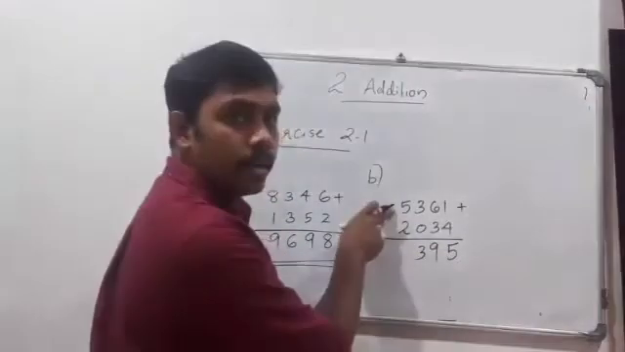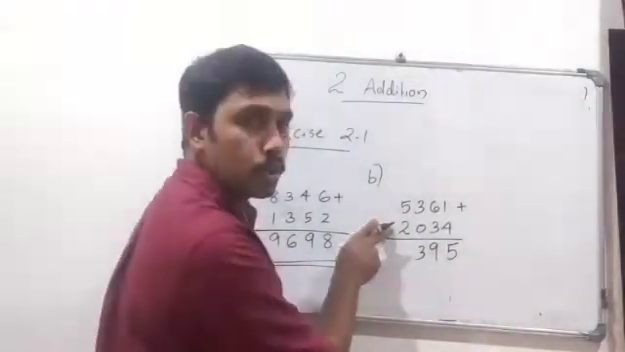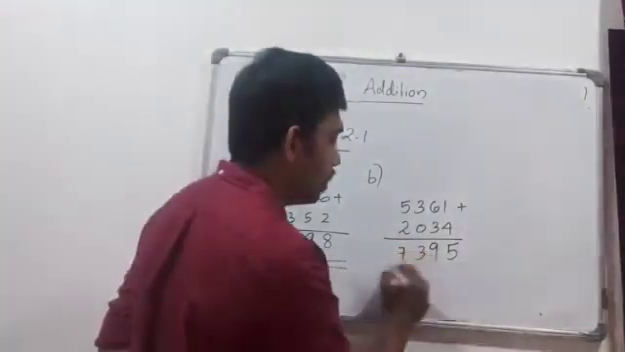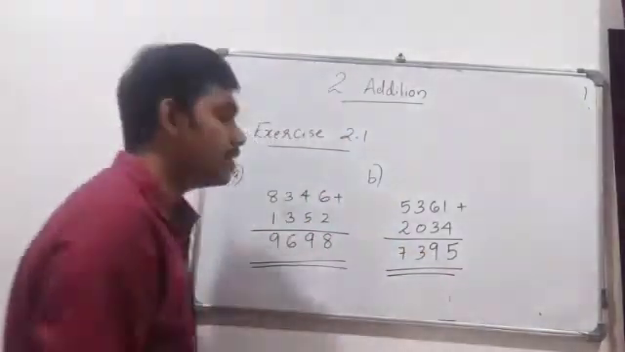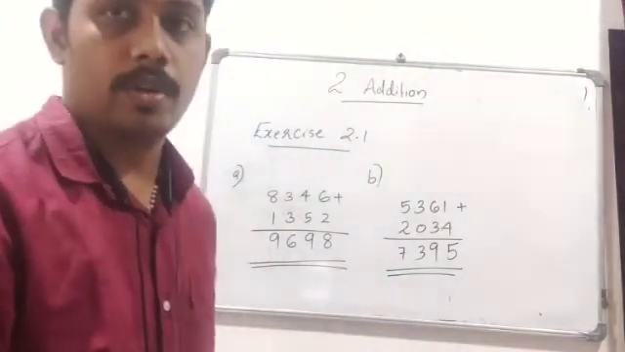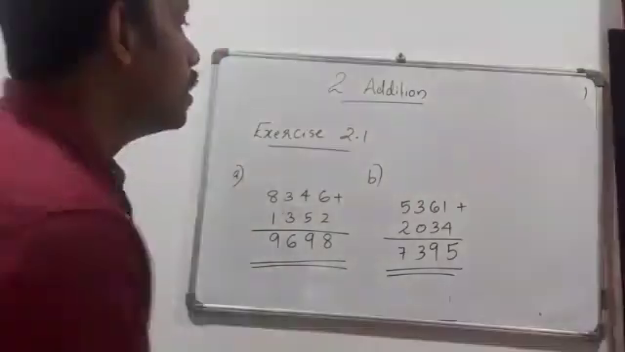And then the last digits, 5 plus 2, in the thousands place, 5 and 2. 5 plus 2 is 7. So the answer is 7395. Okay, so next problem.